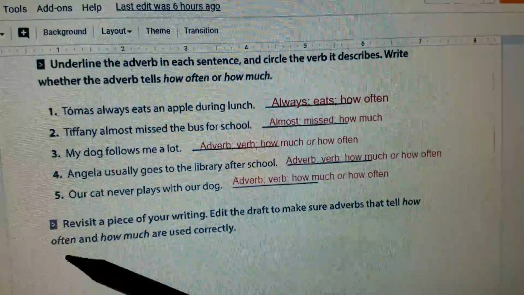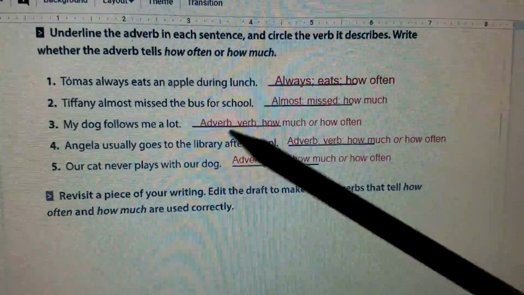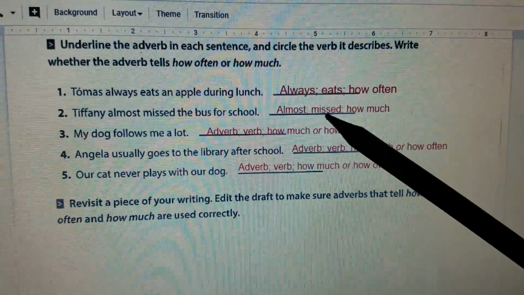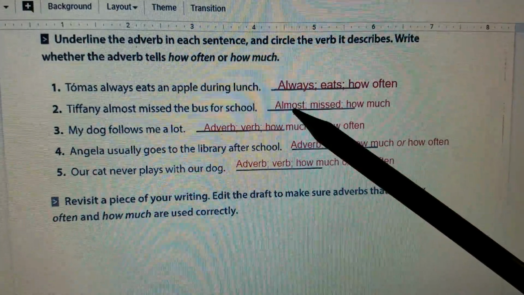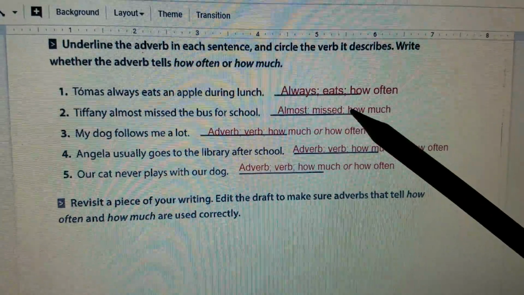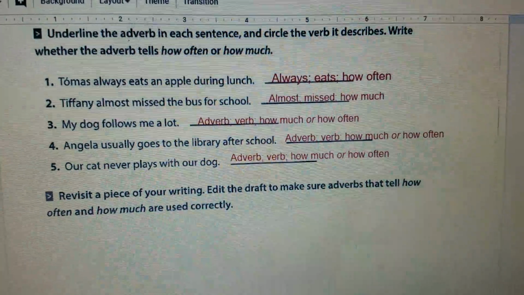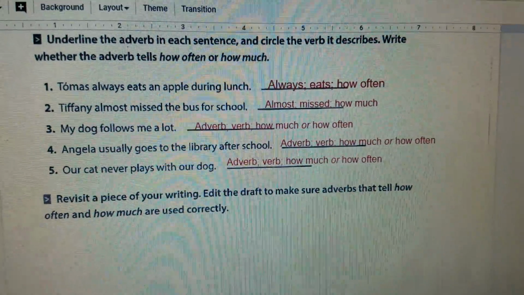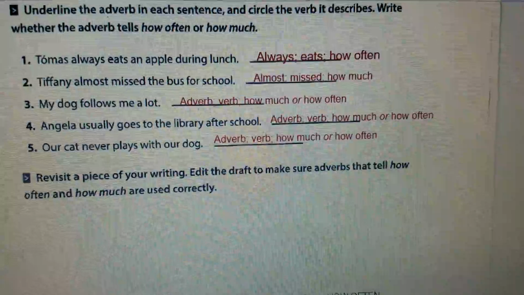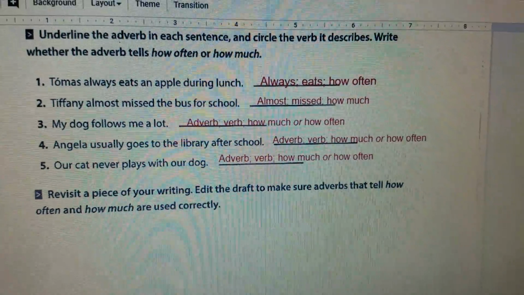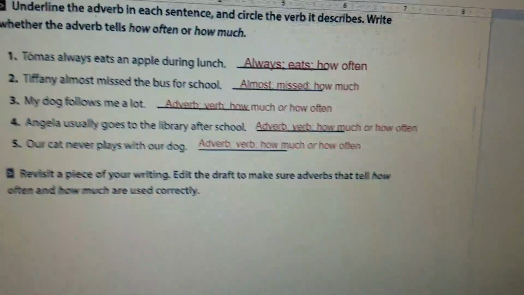So, number 2, Tiffany almost missed the bus for school. I'm not sure how I would categorize this one. I know the verb is missed. Okay, that's our verb. Almost is, I would say, how much. She almost missed it. She missed it by a little bit. I wouldn't say it's how often, because if it said she almost misses the bus every day, that would be how often. So I'm saying this is how much. That one's a tricky one. So I would say how much. That's how I would categorize it.